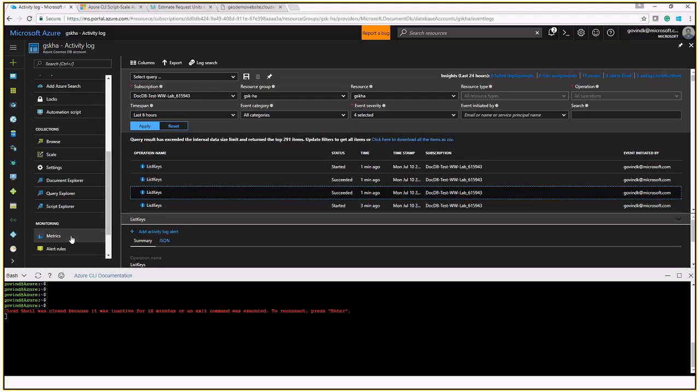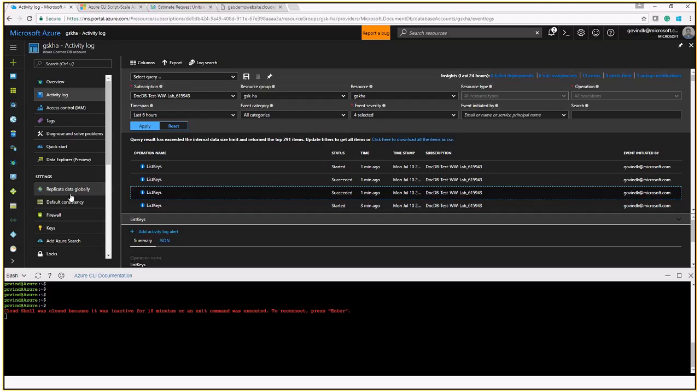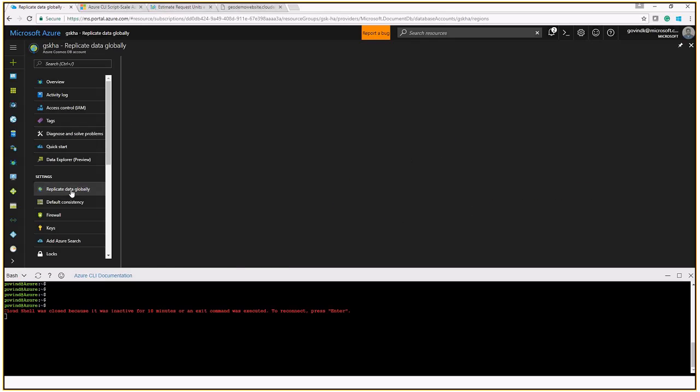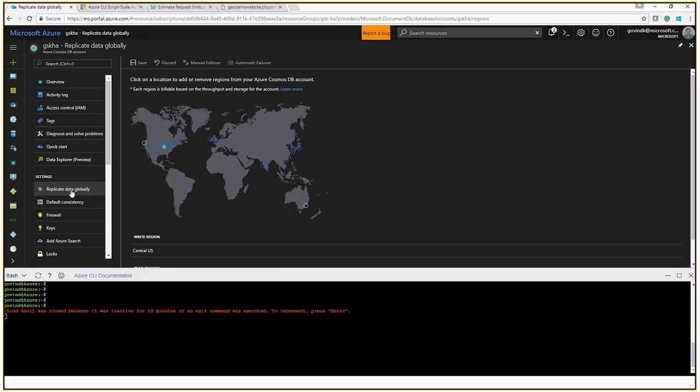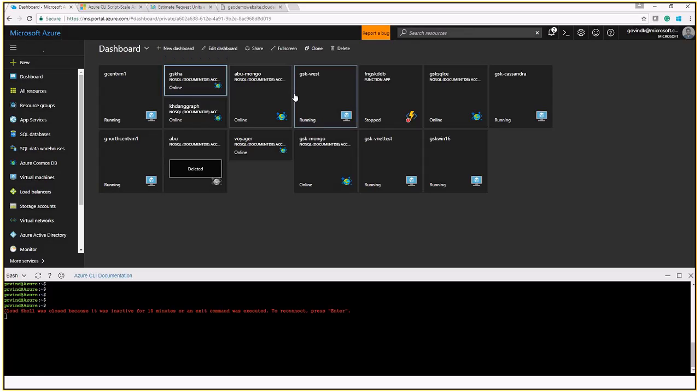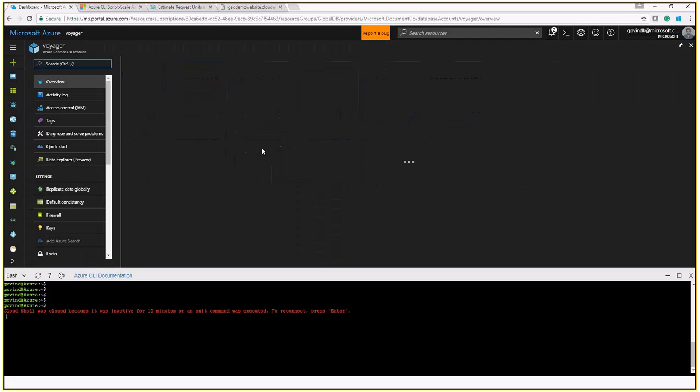Then the most important thing. There are a few important things. There is one thing which is the key part of the Cosmos DB platform, and that is global distribution. This is the key part, and it becomes much better if I show you something which is actually distributed across the world.